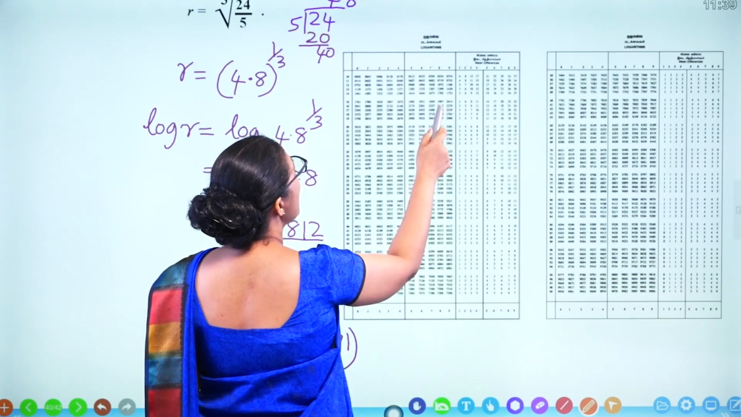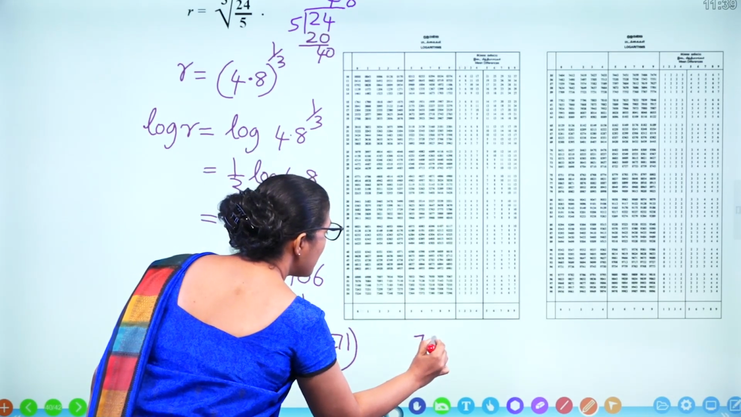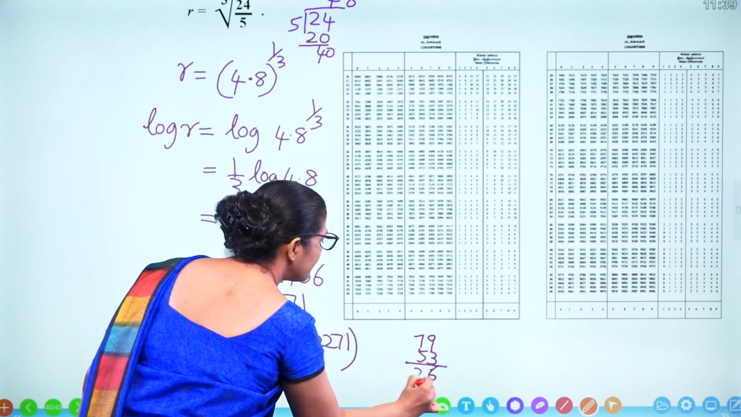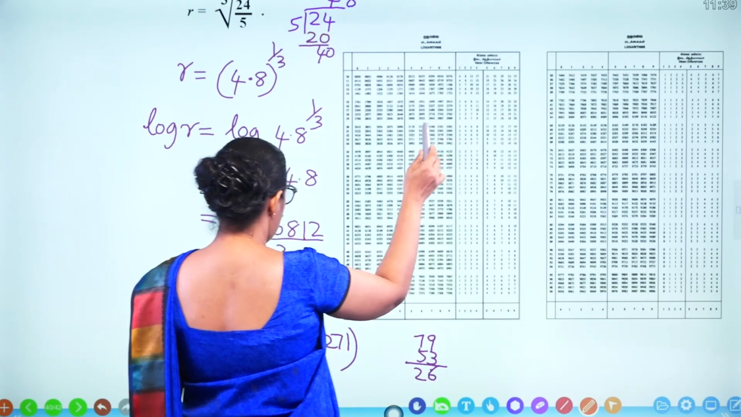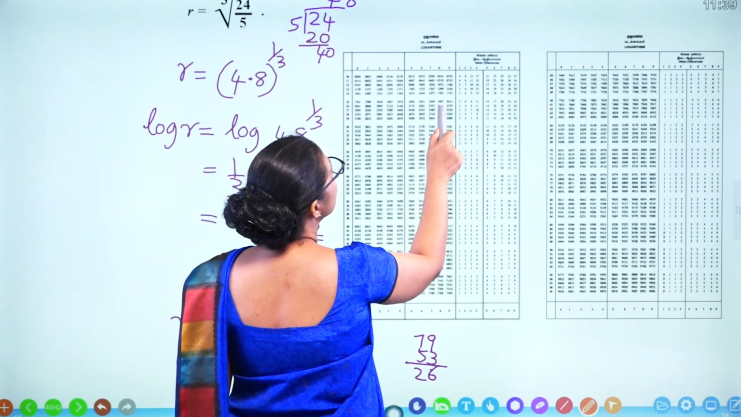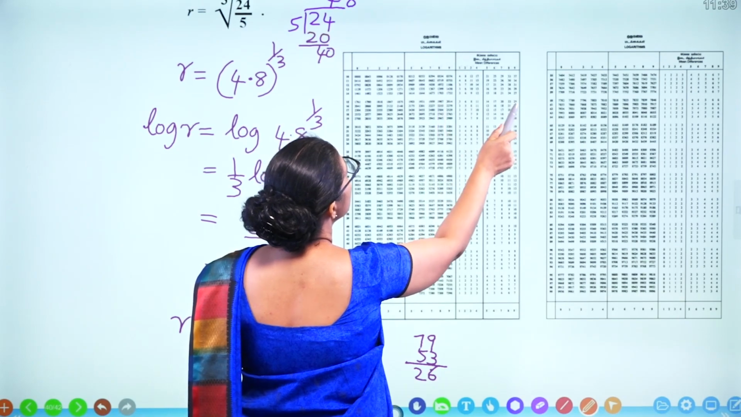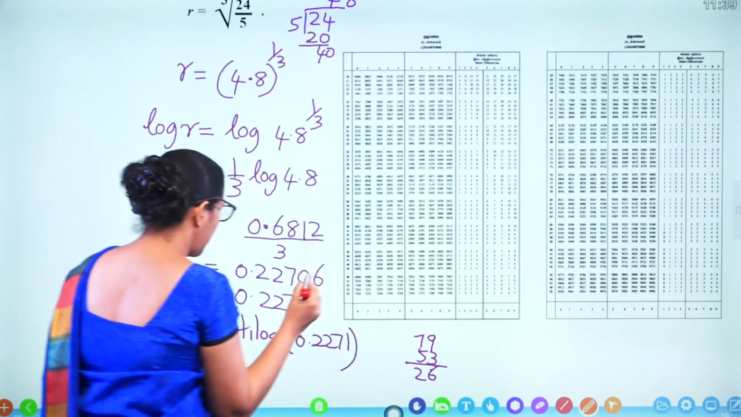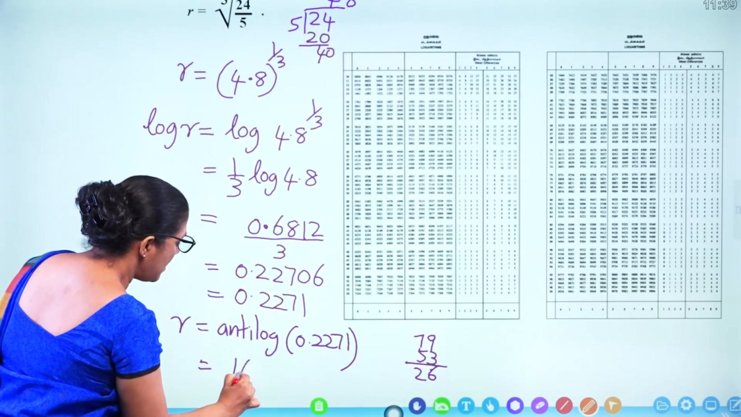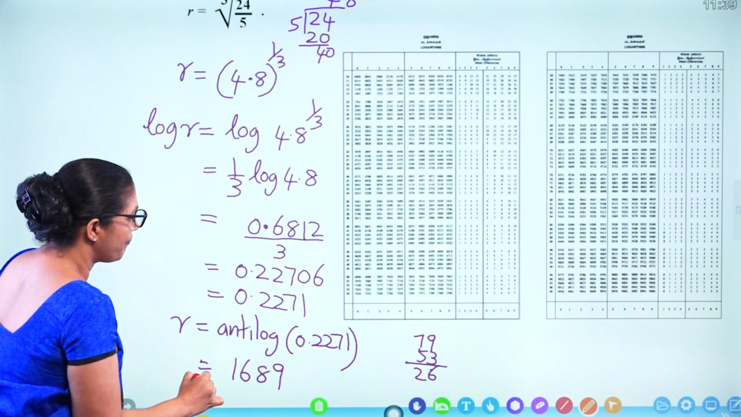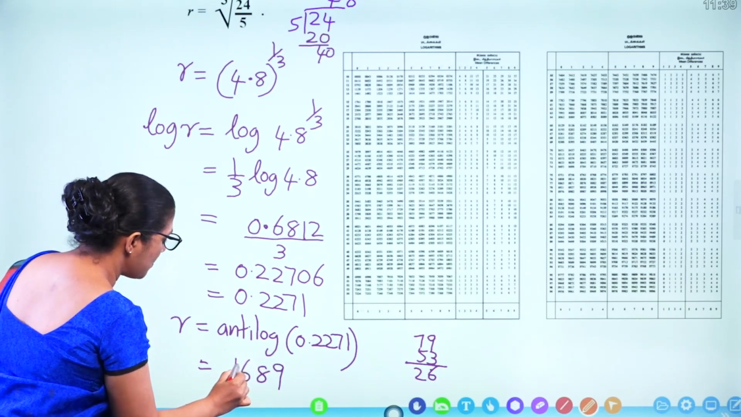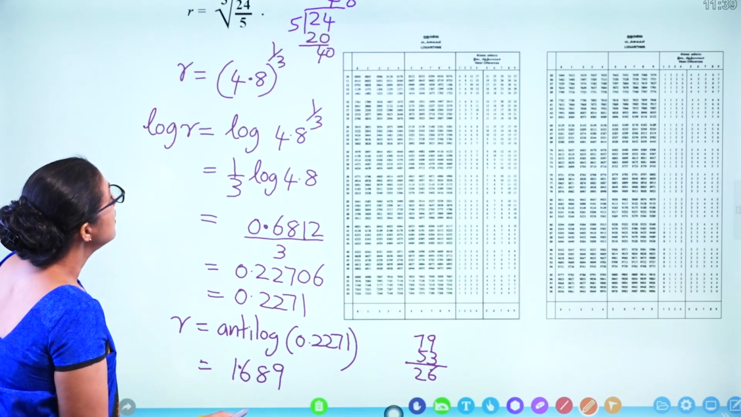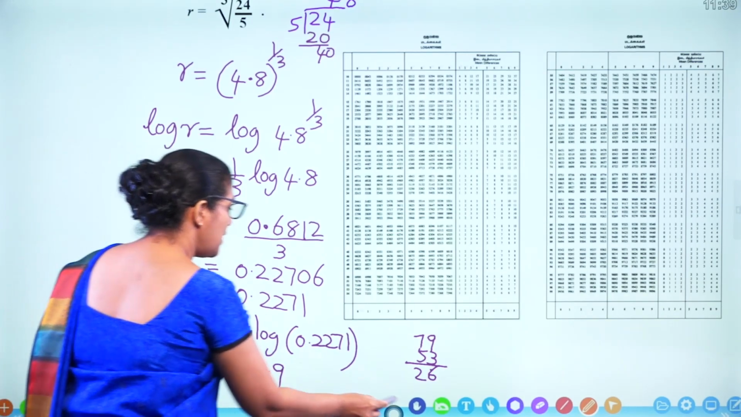7, 9 is there. So 5, 3. So 7, 9 and 5, 3. What's the difference? 6. So you need 26. So we can take the maximum. So 16, 8, 9. 16, 8, 9. And here this is 0, so that means 1.689 is the answer. So we'll see whether we need to round it.